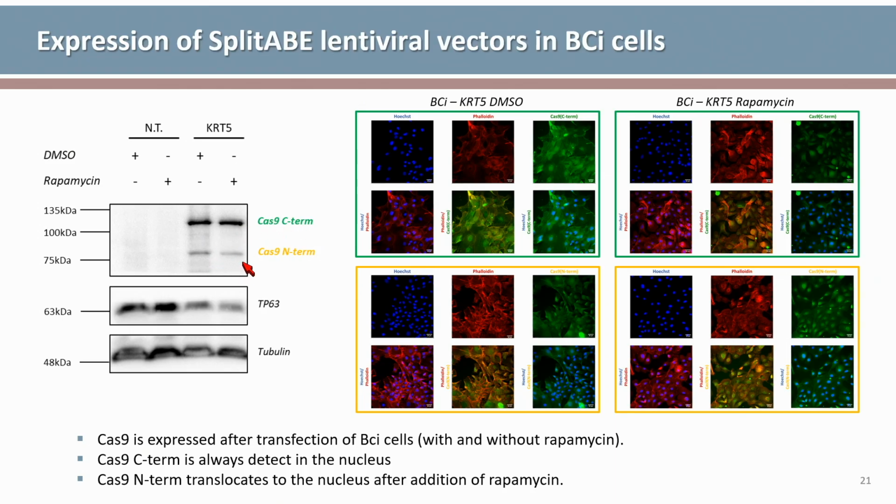the N-terminal fragment. And we also assessed the localization of the two halves of Cas9 by immunofluorescence. And we can see that the C-terminal fragment doesn't change that much its localization with the treatment of rapamycin, and it's mainly localized in the nucleus, whereas, as expected, the N-terminal fragment, when we treat the cells with rapamycin, shifts from the cytosol to the nucleus, because it's expectedly dimerizing with the Cas9 C-terminal fragment.